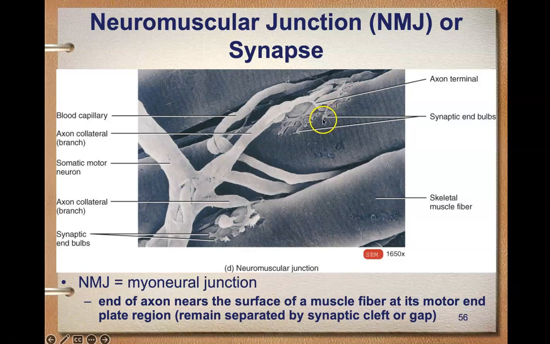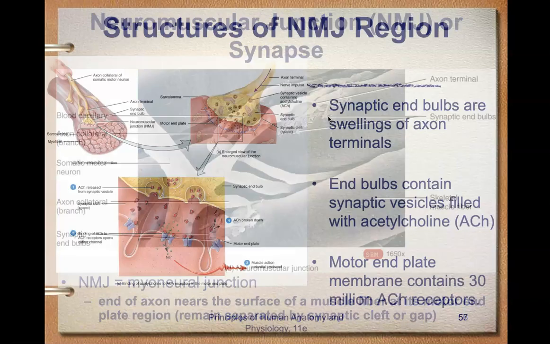We call it the motor end plate. So this motor end plate is actually this region that's going to accept that neurotransmitter on the sarcolemma. It's just a part of the sarcolemma membrane of that muscle fiber. So again, just a little bit of terminology, so that as we go through this, hopefully that will help you out a little bit.